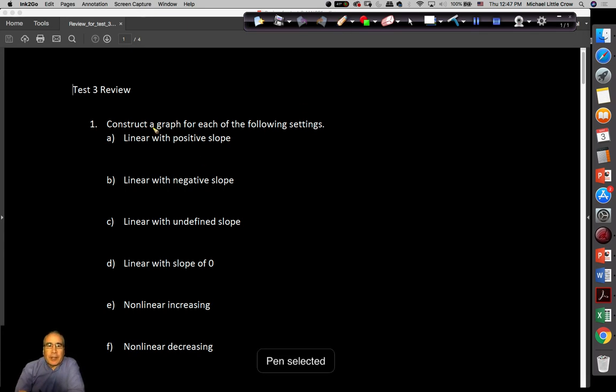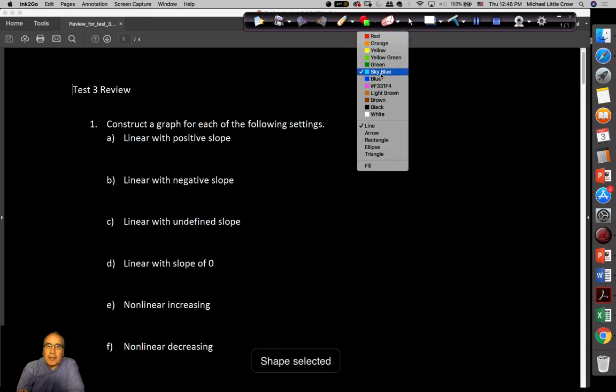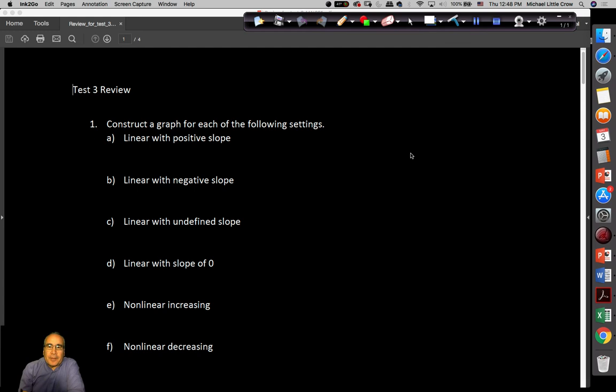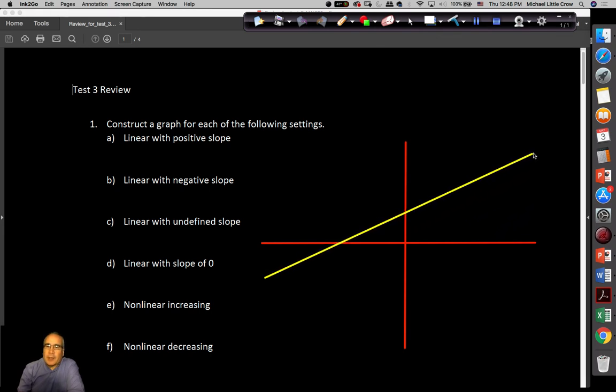To start with, we want to construct a graph for each of the following settings. Let's make it kind of nice. Let's go with red. Actually, I'm going to put all of these on one graph. Here's my y-axis and here's an x-axis. This first one, a linear with positive slope. Let's do that in yellow. It would be any kind of line that is going upwards. So there's a positive slope. Going from left to right, it's going up.